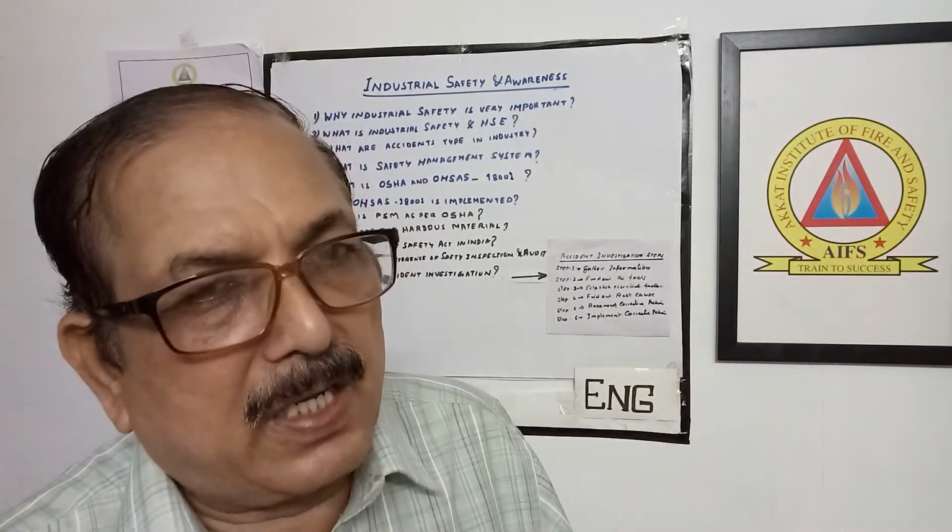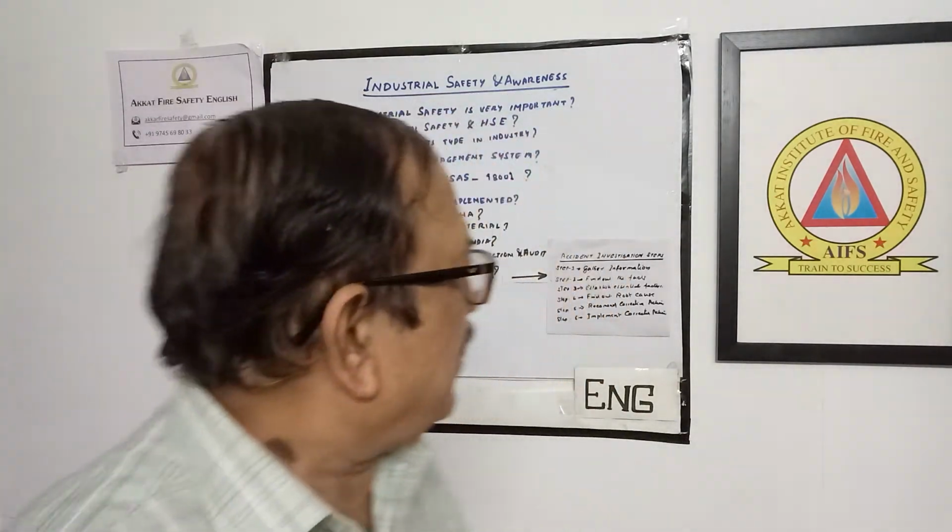So let us understand the steps involved in accident investigation. Generally there are 6 steps. These are just general ideas. Step one: gather information. Whatever information there is from the accident, you get from various people, from those who have seen the accident. That type of information you gather first.